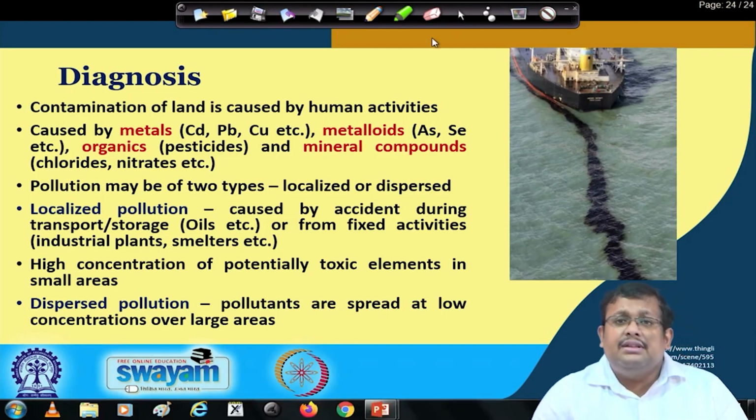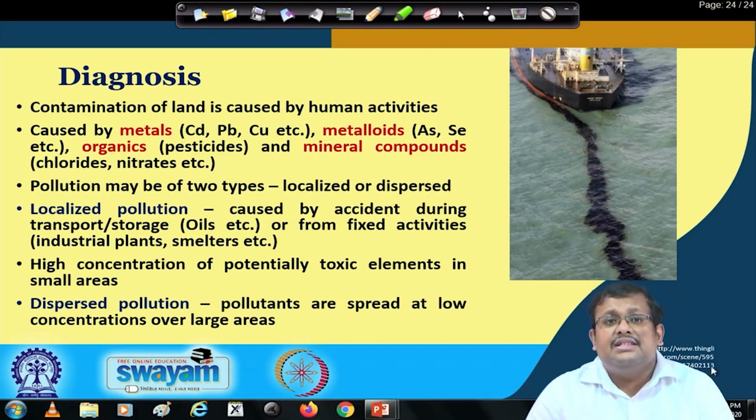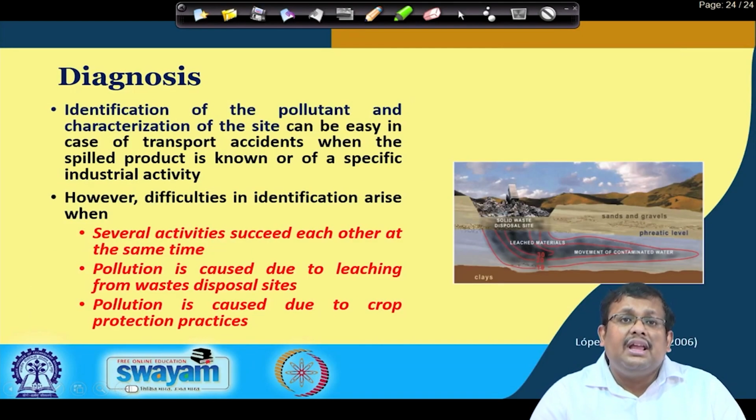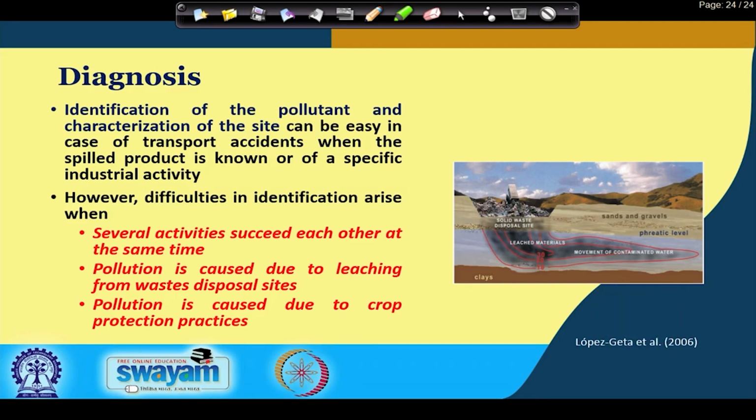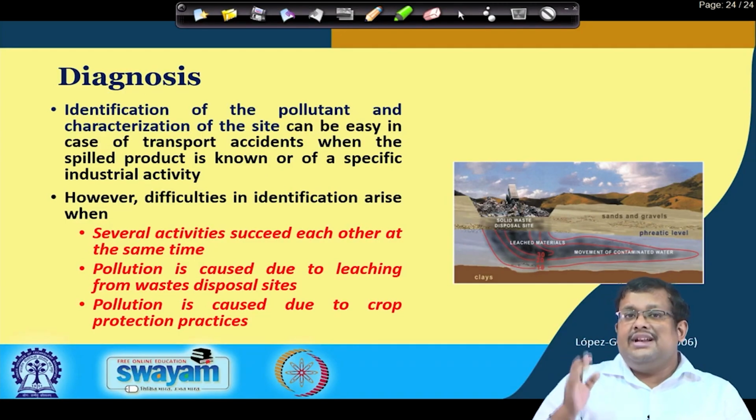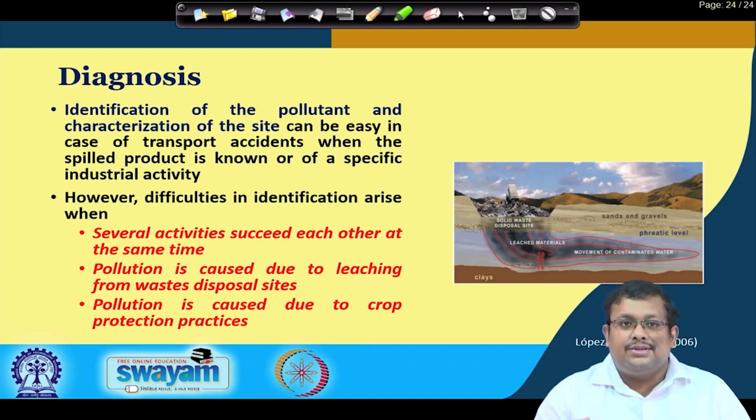So, these are some of the important points of diagnosis, whether it is a localized pollution or dispersed pollution. Identification of the pollution and characterization of the site can be easy in case of transport accidents, when the spilled product is known, or a specific industrial activity. In the previous slide you have seen that it is very easy to identify the localized pollution because you know the source.